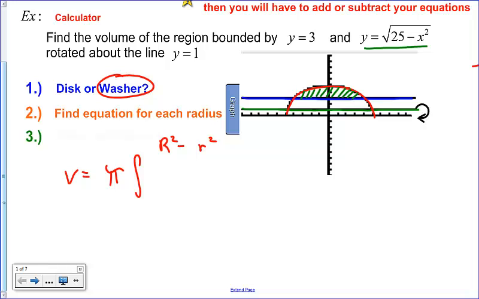So our big radius always goes from the axis of rotation to the curve. In this case, we're starting at 1 and we're going all the way to the farthest point of the area region. That's the farthest point on the curve. So that distance, you could think of it as top minus bottom again. Top minus bottom in this case would be our square root of 25 minus x squared. That's our red curve, the half a circle. And we're going to subtract 1.